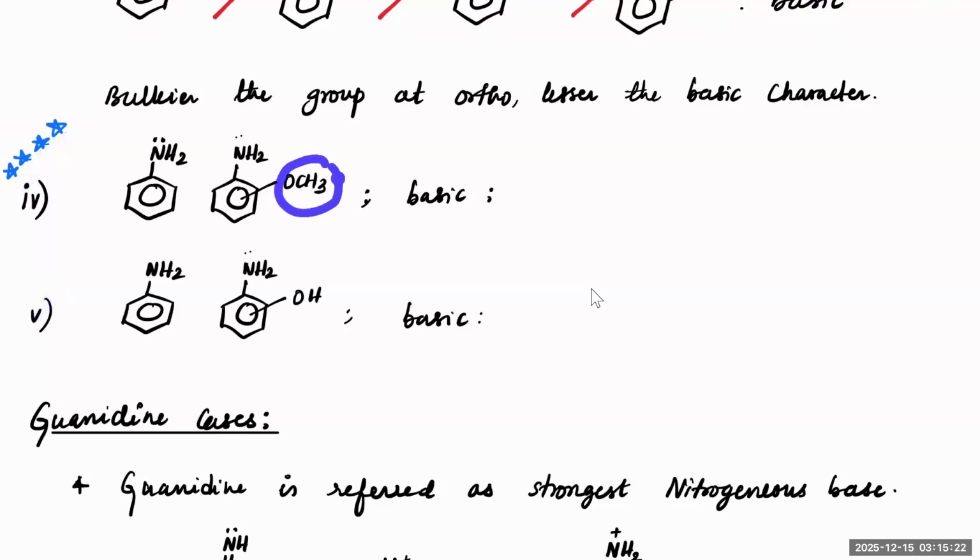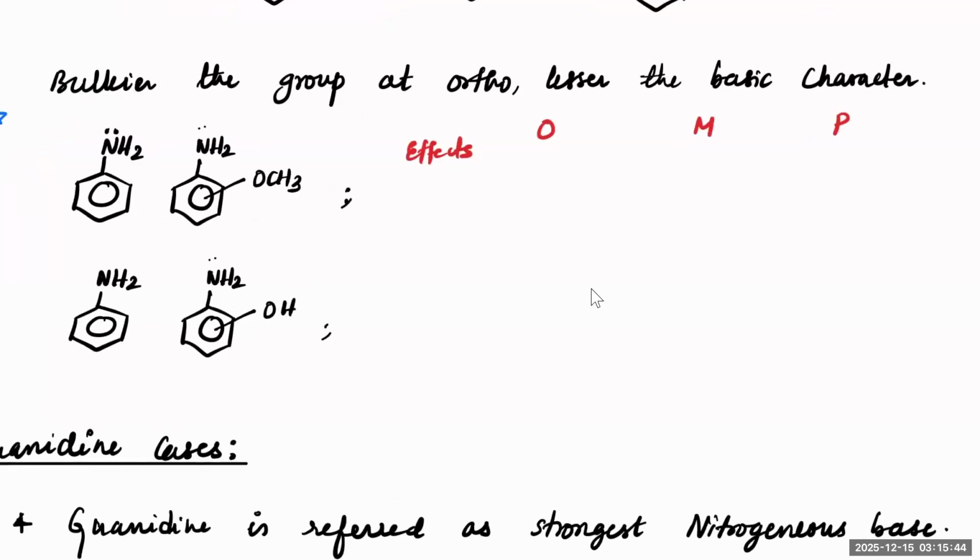Why? OCH3 is definitely showing effects at ortho position, meta position, para position. If you compare, what are the effects it is giving? Let me explain the effects first. At ortho position it is giving -I, at meta position it is -I, and at para position it is +M and -I. Definitely para should be given more chance and ortho should be the least.